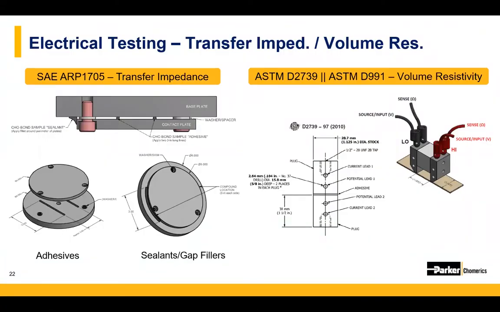So this slide shows a few of the different electrical tests that can be done on compounds, including transfer impedance and volume resistivity. So on the left side of the slide, you'll see the SAE setup for transfer impedance that actually applies beads of adhesive along an aluminum test plate or a couple beads of sealant along two outside arcs on those same test plates. Volume resistivity on the right side is measured using one of a couple different ASTM specifications.